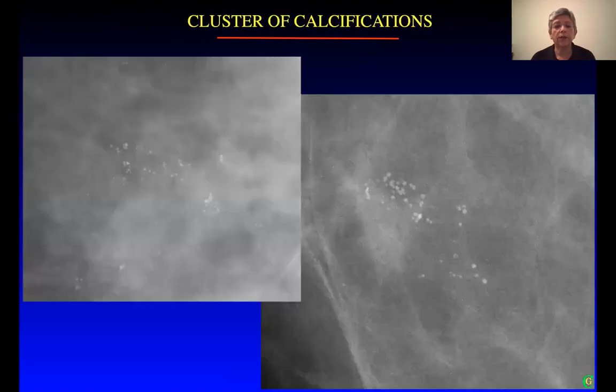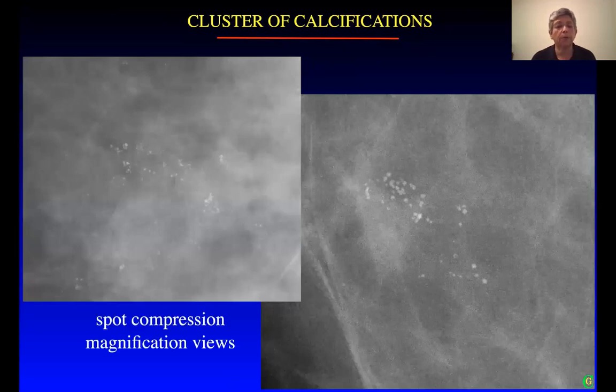A cluster of calcifications that is predominantly round. There are some punctate calcifications. These are spot compression views. There are basically no linear forms. There's no segmental distribution.